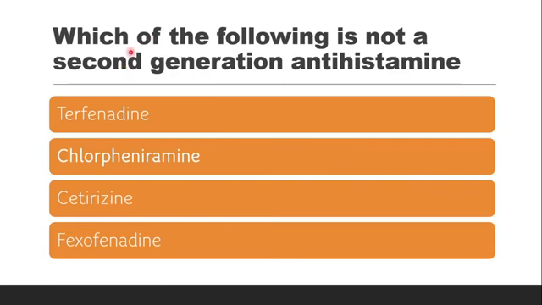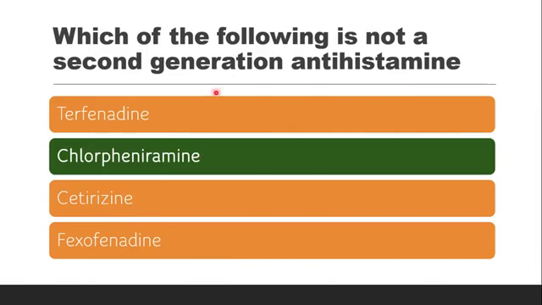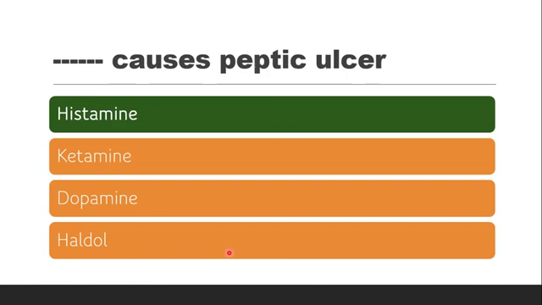Next question is, antihistamines are cetirizine, levocetirizine, cetirizine, fexofenadine. It also increases the secretion of hydrochloric acid in stomach and it is responsible for causing peptic ulcers.